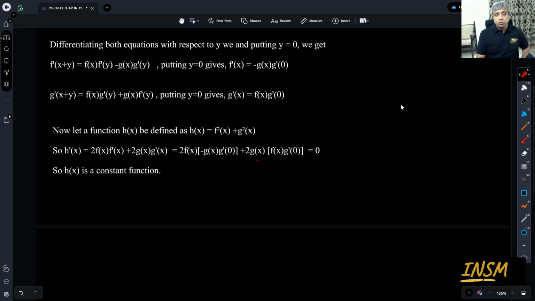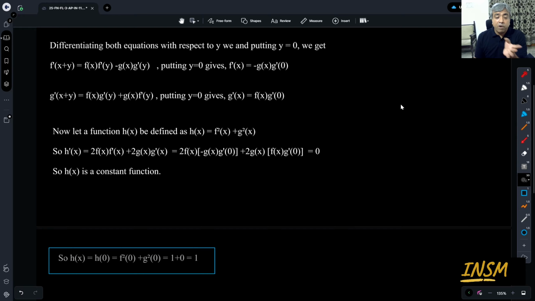You can see that these two terms cancel each other. They are exactly the same, with one f x, one g x, one g dash 0, and 2, and they are opposite in sign, so you get 0. Since h dash x is 0, h x is a constant function. That means f square plus g square is a constant function. Since it's constant, you can find its value at any point, and that is going to remain its value for all x. So find its value at 0.